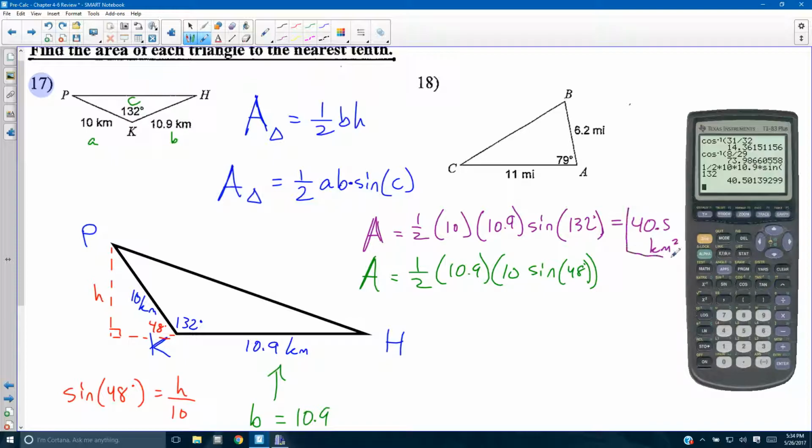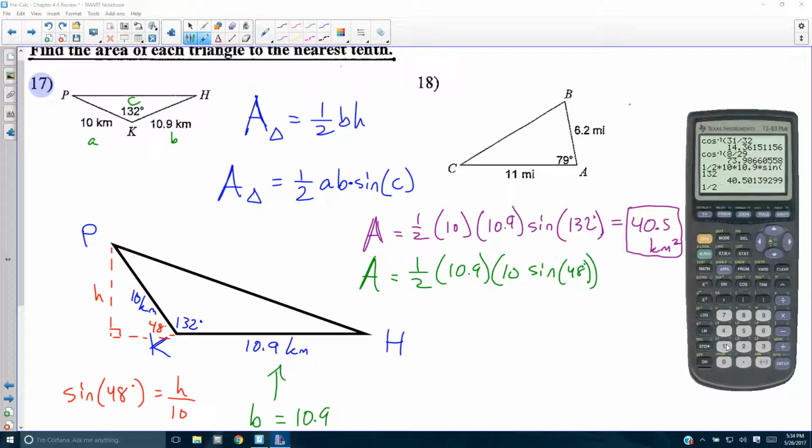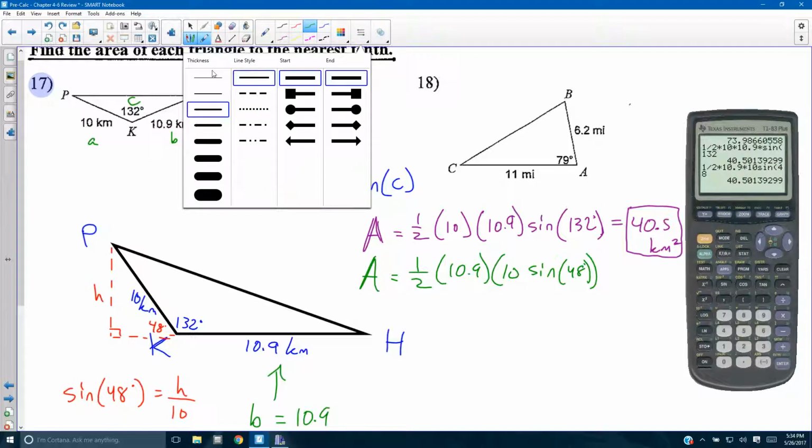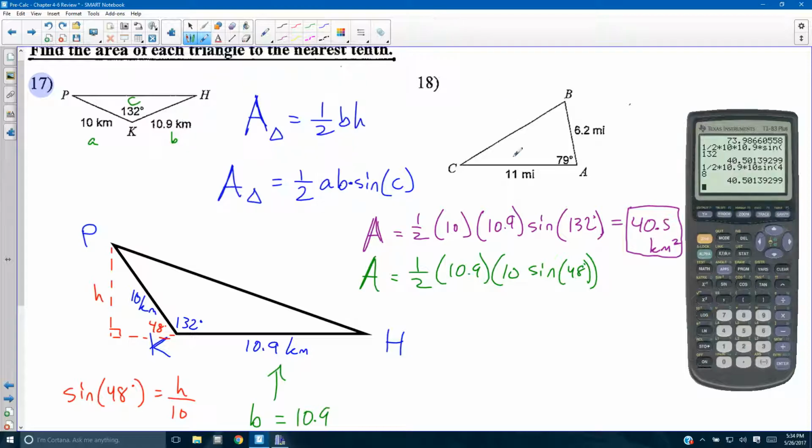Okay, there's one answer. Now, you might be trusting that formula, but let's see if we get the same answer here. Now I'm going to do the one in green: 1/2 times 10.9 times 10 times sine of 48. And what do you know? We get 40.5 again. Now the question really becomes, how did that happen? How is it these things are the same despite the fact that we didn't write the same thing?